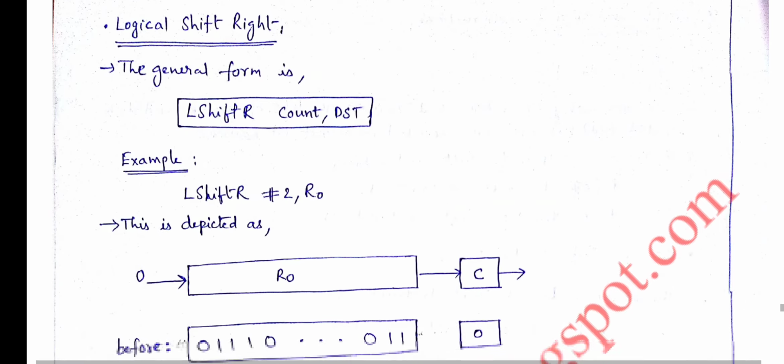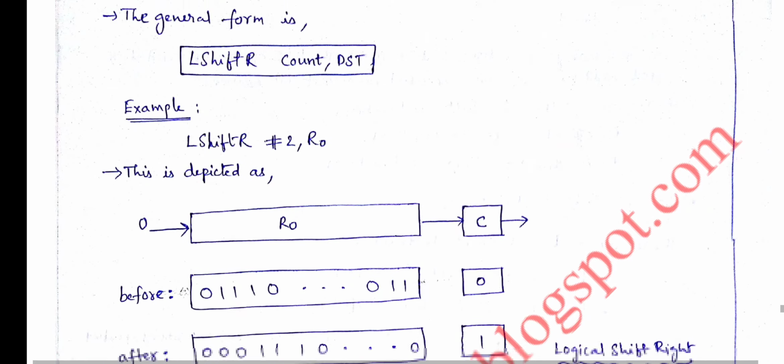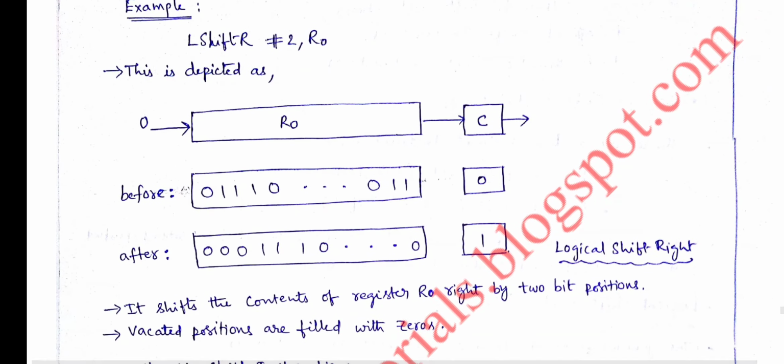Next, logical shift right, the same. Instead of using left, you have to use right. The general form is logical shift right, or LShiftR. Count gives how many bits you have to move towards the right. DST is the destination. Example: LShiftR #2, R0. R0 is a register which contains some number of bits. The meaning of this instruction is we have to move the bits two positions towards the right.